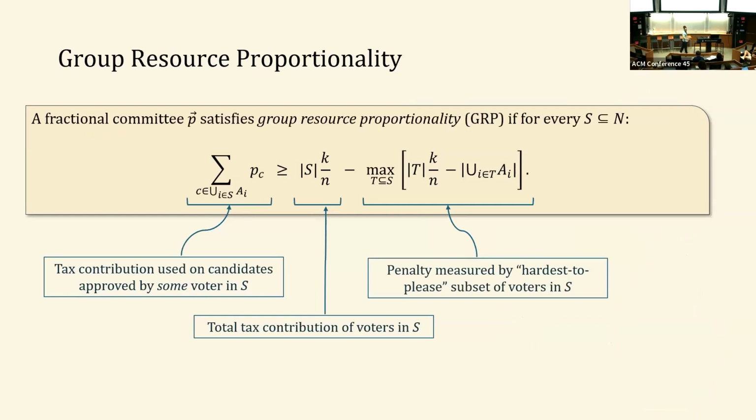So with that, we say that if we can give this inequality for every subset of voters S, then the fractional committee satisfies group resource proportionality. Okay, so that's our property and we'll refer to it as GRP.